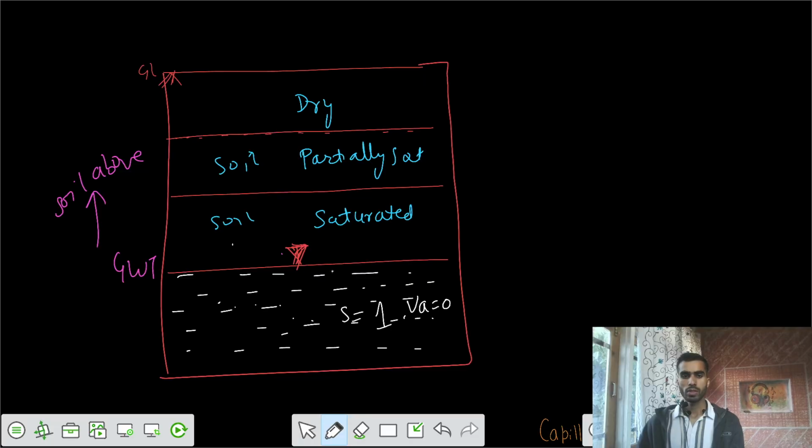This part is gravitational water in the soil. What about this part?